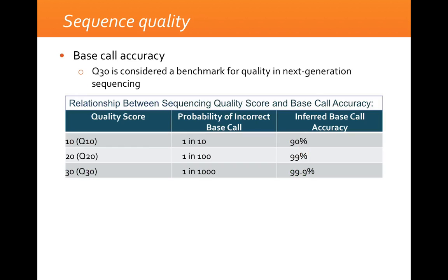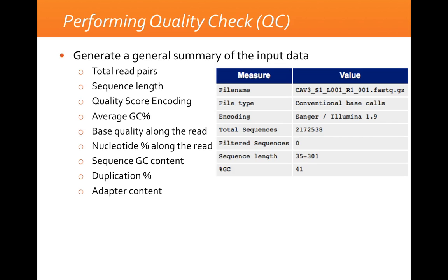Yeah, so everything above Q30 is regarded as good quality, and that means that the probability is to find one incorrect base call per 1,000 nucleotides. So everything above 30 is regarded as really good quality.